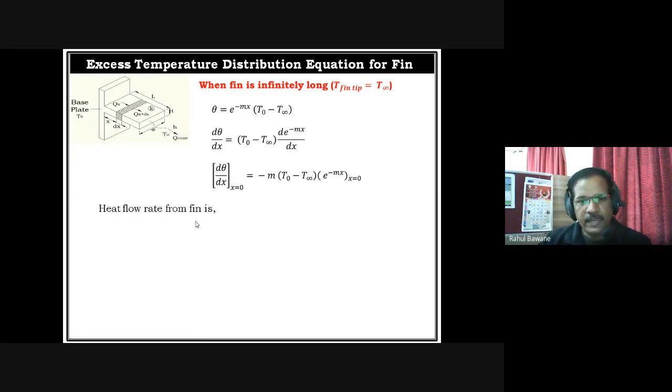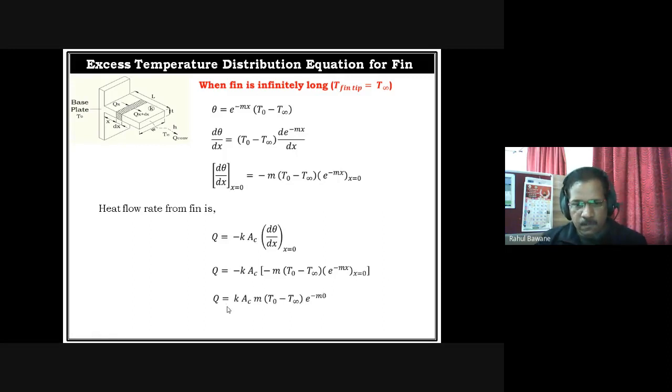Now the heat flow rate from the fin: we know heat flow rate is minus k AC d theta by dx at x equals 0. We are considering the heat flow rate at this position where the fin is attached. So we got the values, and putting these values, q is equal to minus kAC times this whole bracket, which is minus m T0 minus T infinity e raised to the power minus mx.